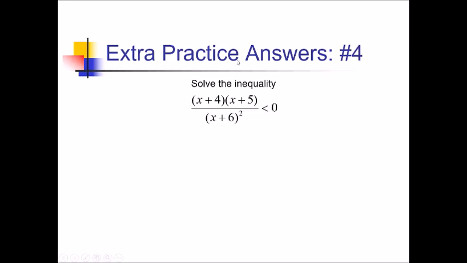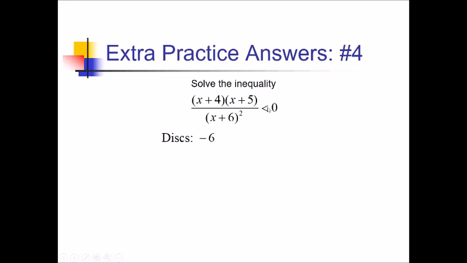To graph and solve this inequality, let me start by getting some critical values. Since this is already all factored, I can just pick those out from the factors that I have. I'll start with the discontinuities. Those are the x values that are going to give us 0 in the denominator. So taking a look at this x plus 6, if I use negative 6 for x, that would zero that out. So that's my one discontinuity is negative 6.